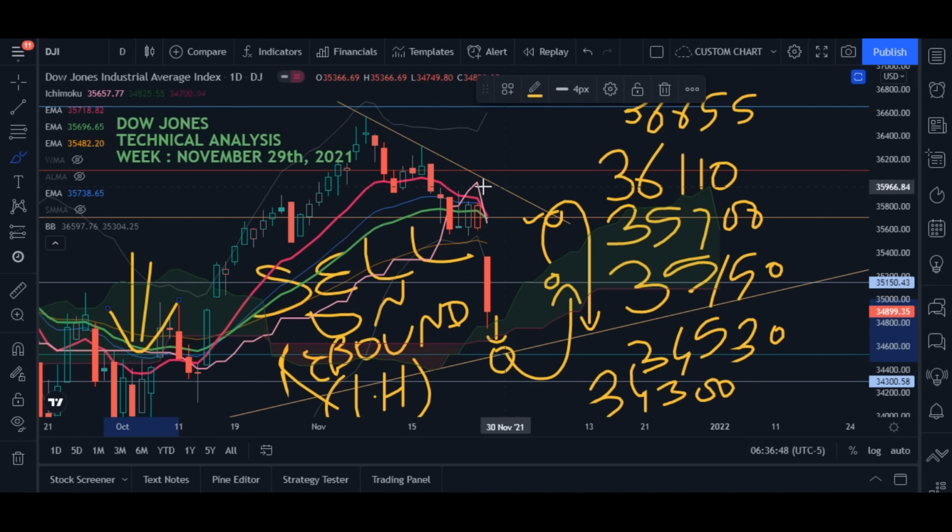Okay guys, so this was my technical analysis for the Dow Jones Industrial Average Index for the week commencing from November 29th, 2021.